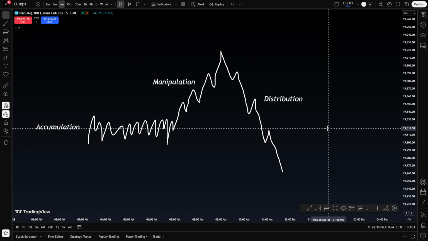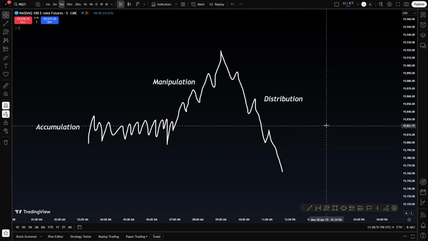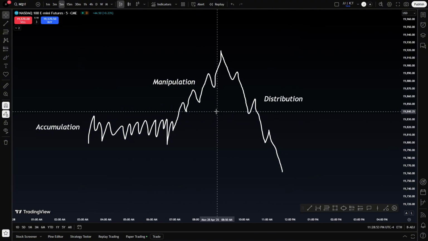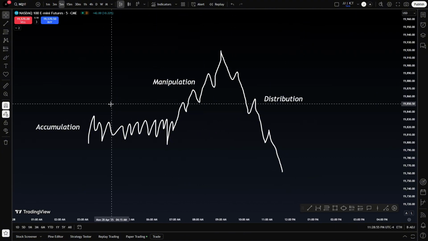Now, we can either call this power of three or AMD. Why AMD? Because it's the first letter of each phase. A, accumulation, M, manipulation, and D, distribution. Now let's go over the accumulation phase really quick. We're going to go over the anatomy and why each of these phases exist.